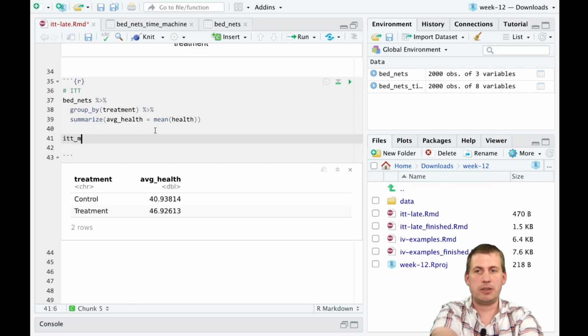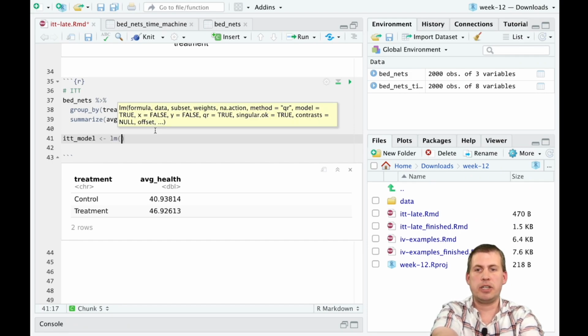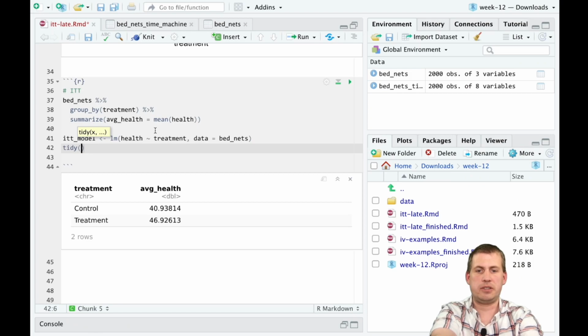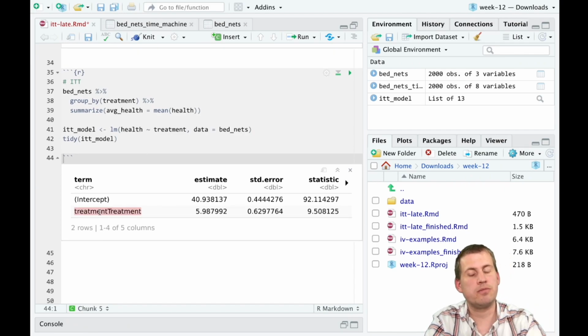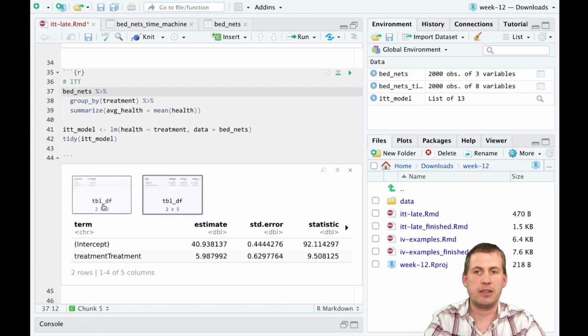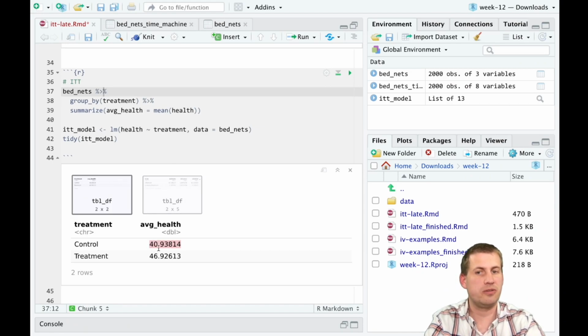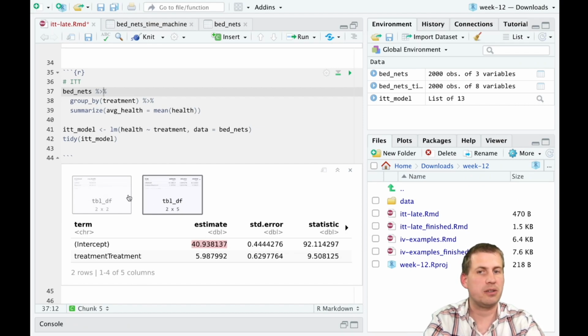So we'll say ITT model equals LM. So here we want to predict health based on treatment. And our data is bednets. And we want to see the results there, so we'll say tidy ITT model. So if we run that model, the coefficient for this treatment variable is the difference in means. So the intercept there is the average health for people who were not assigned to treatment. And then when you're assigned to treatment, that's the switch that says on average your health is going to be 6 points higher. And if we look back at the results here, the average health for the control group was 40.93. If you look at the regression, the intercept is 40.93. It's the same. And so this is just the increase from being in control to treatment.